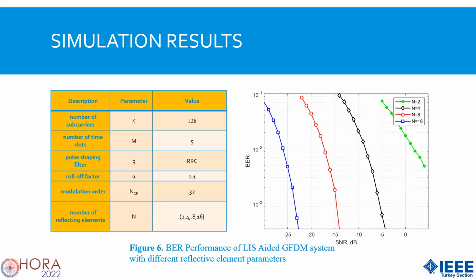The simulation results in this figure, figure 6, were obtained with the parameter values in the table. If the system needs to work at low SNR values, it should increase the reflecting elements in this system. You can see that easily.